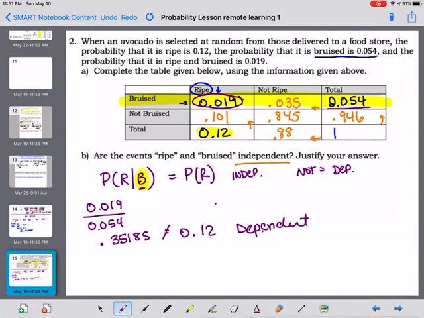And if you think about it, that makes sense, right? Because if they all come in and they're not ripe, they're probably not going to get bruised because they're harder. But if they're coming in and you have the probability really high that they're ripe, so there's a lot of them that are coming in soft and ripe, they're probably going to dent each other more, and more of them are going to get bruised. So it makes sense that the more ripe there are, the more bruised there would be. And therefore, these events affect each other, and that is dependent.